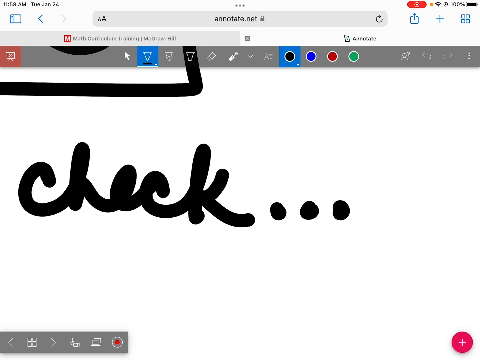Do you guys feel like you have a better understanding as compared to when you left yesterday about how to go about solving these equations algebraically? Wonderful.